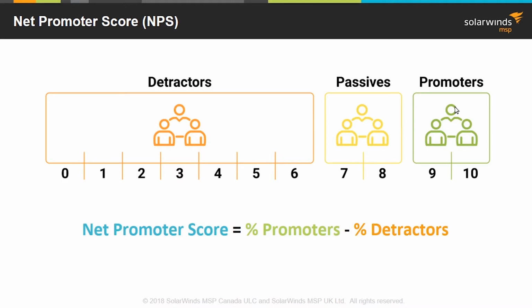NPS results are categorized into 3 groups. Detractors, anyone scoring 0 to 6, are customers who have a generally negative perception. Passives, customers rating you as 7 to 8, are treated as neutral. And promoters, 9s and 10s, who represent your strongest customer relationships.